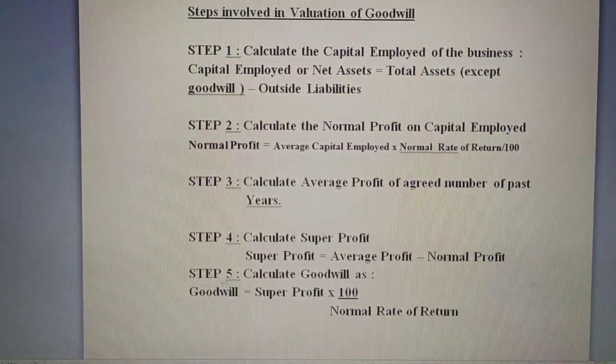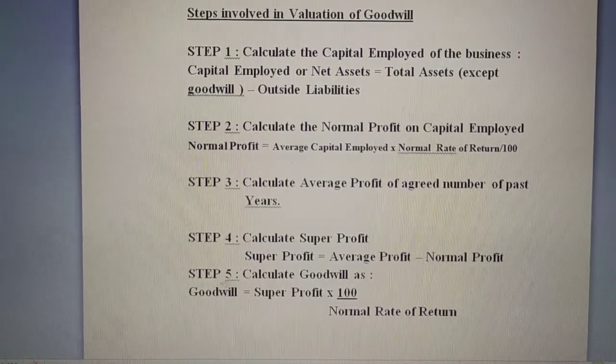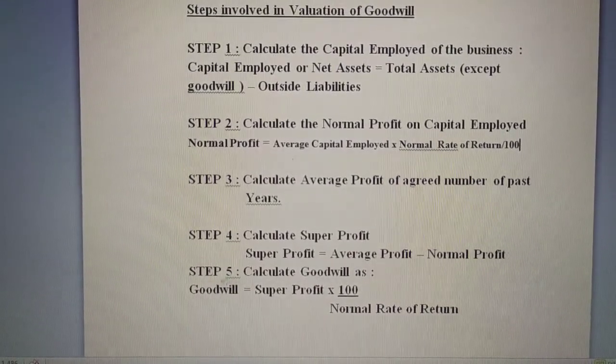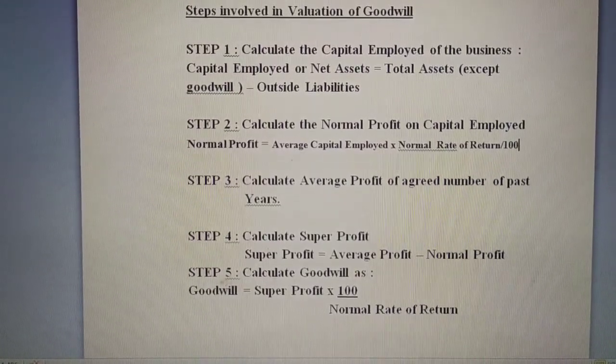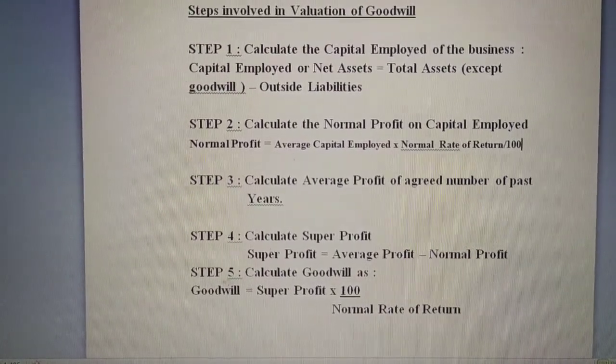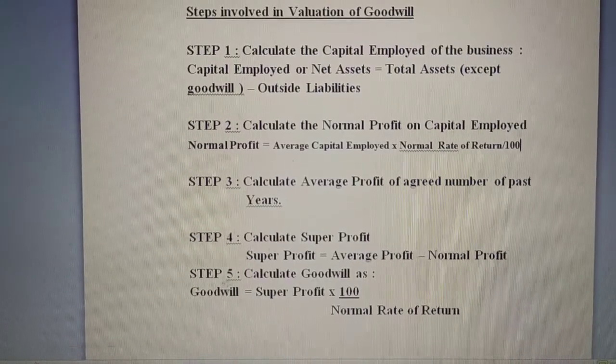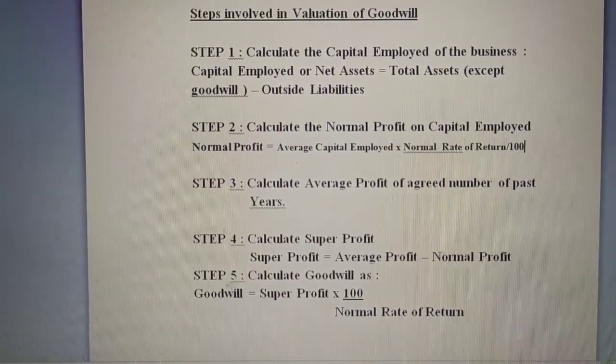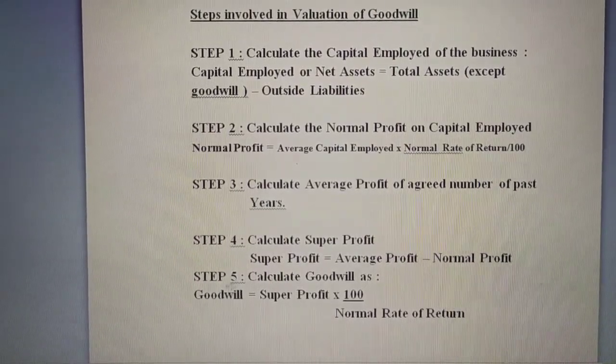In step 2, we need to calculate the normal profit on capital employed. Normal profit equals capital employed multiplied by normal rate divided by 100. Then in step 3, calculate average profit. The formula of average profit is same, total profit divided by number of years.